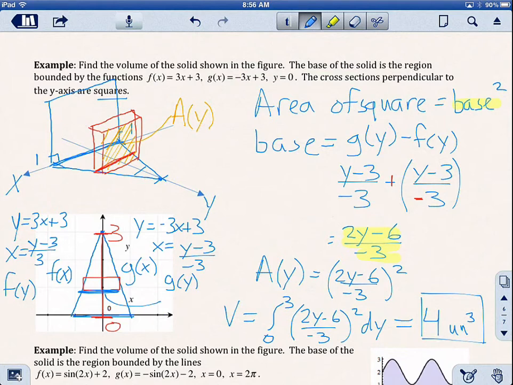Alright, so the process was the same. The only thing different here was that we needed to find a function of y for our area because the cross sections were perpendicular to the y-axis.